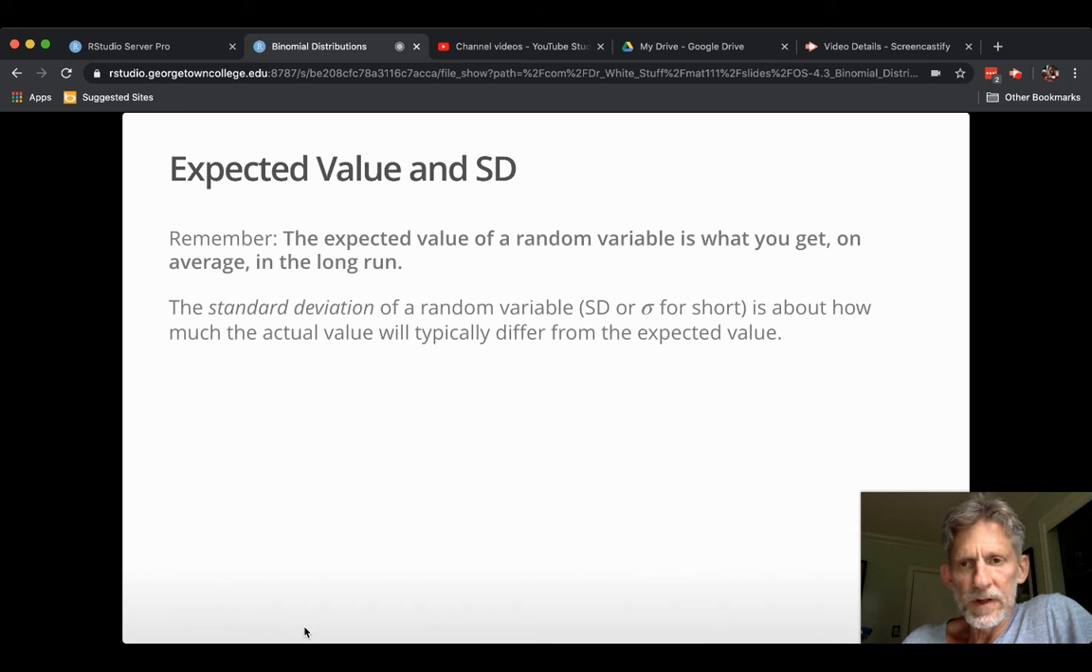First off, expected value and standard deviation. So remember, for any random variable, the expected value of the random variable is what you would get for the random variable on average in the long run if you tried it many, many times. And the standard deviation of a random variable, called sigma or SD for short, is about how much the actual value of the random variable will differ from its expected value when you try the random variable.